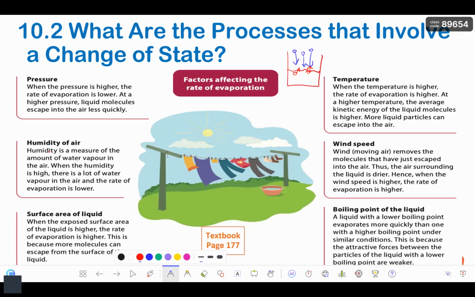Okay, next one, humidity of the air. Humidity is the amount of water vapor in the air. So if we say that, for example, Singapore has very high humidity, it's because there's a lot of water vapor in the air.